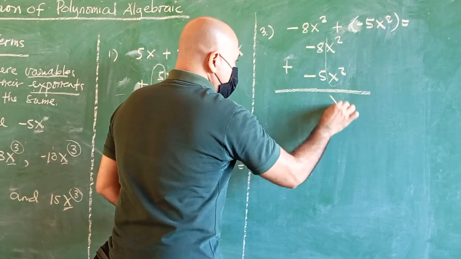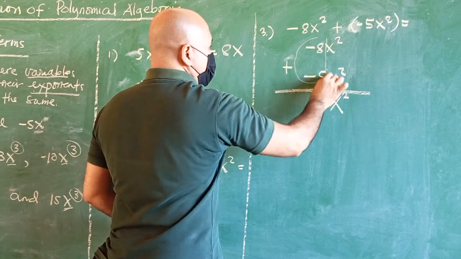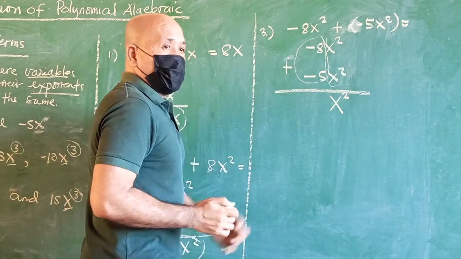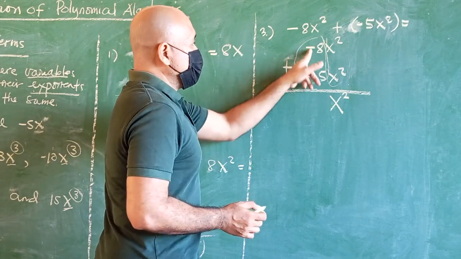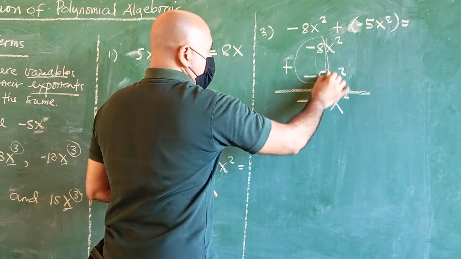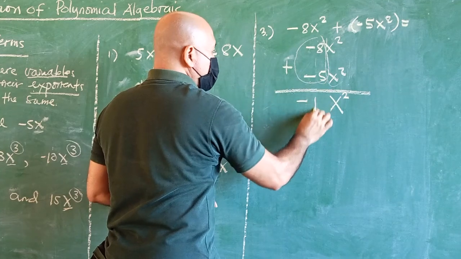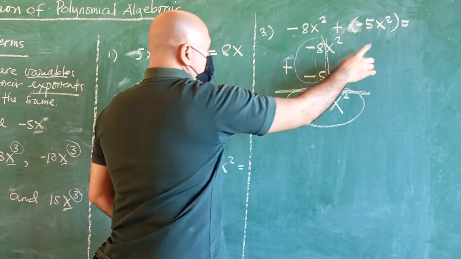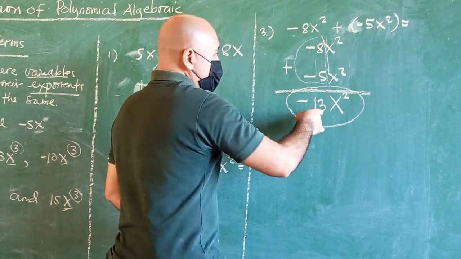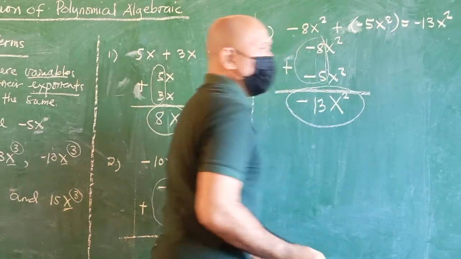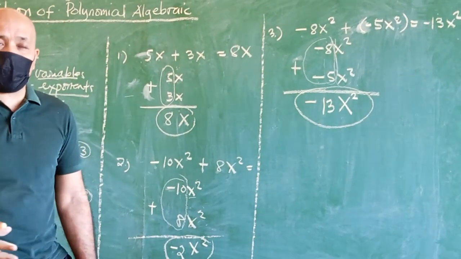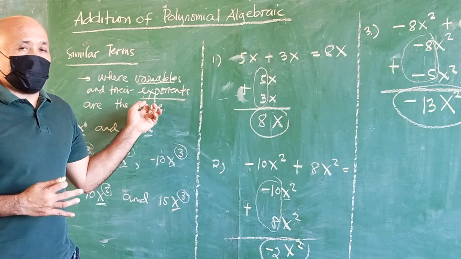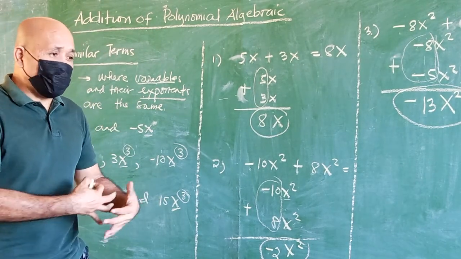Because of that, just bring down the common variable and the exponent and add only the numerical coefficients using the idea on how to add integers. If you could still recall the addition of integers, when we add similar signs, just bring down the common sign and add directly the numbers. So that's negative 8 plus negative 5. The answer is negative 13. So the final answer, negative 8x squared plus negative 5x squared, is negative 13x squared. As simple as that. Like I said in my previous review discussions, you need to master the four fundamental operations for integers, because that is the secret for you to be able to embrace algebraic expressions easily.